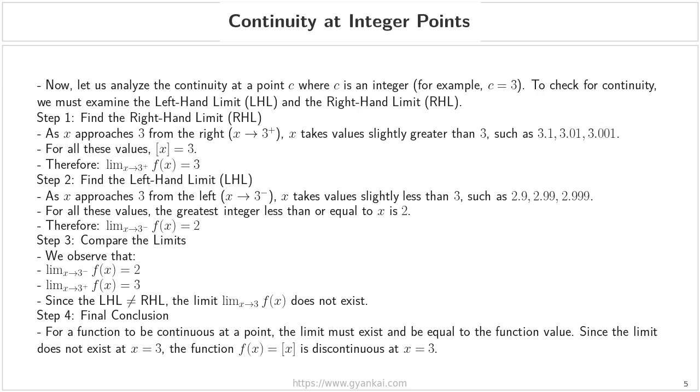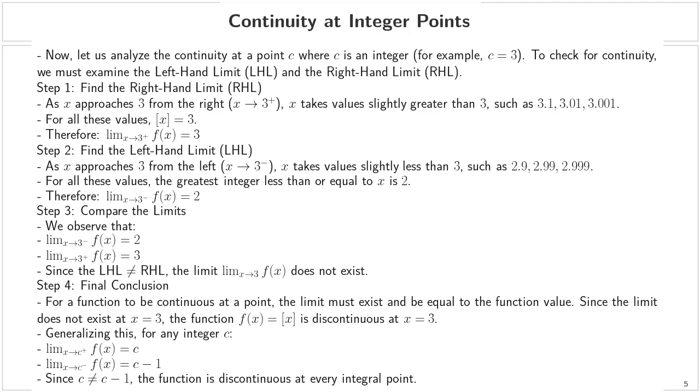For a function to be continuous at a specific point, the limit must exist and be equal to the function's value at that point. Since the limit does not exist at x equals 3, the function f of x equals the greatest integer of x is discontinuous at x equals 3.